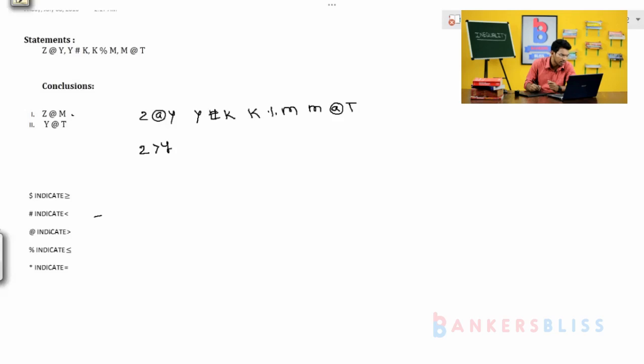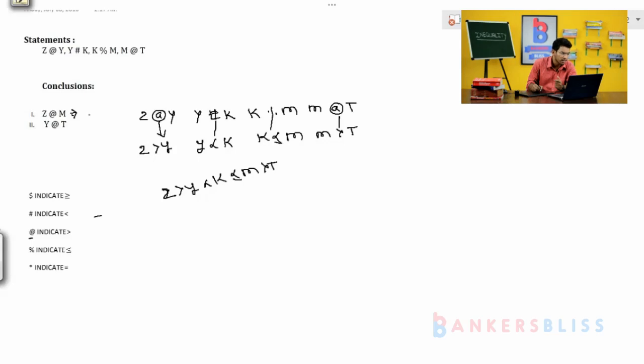See, at the rate is here. Next Y hash. Hash indicates less than K. Next K percentage, K less than or equal to M. At the rate again M is greater than T. Simple. Look here guys, for your understanding I will just make an arrow. Then I am going to make it as one statement. It is nothing but Z greater than Y, Y less than K, K less than or equal to M, M greater than T. So here the conclusion given is Z at the rate M.